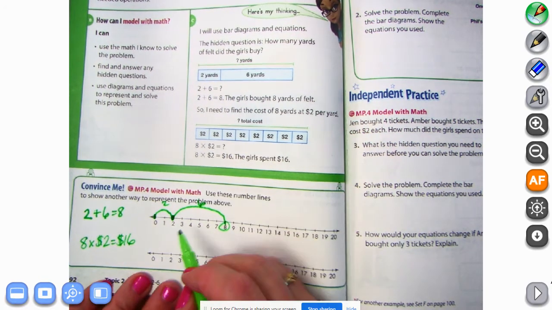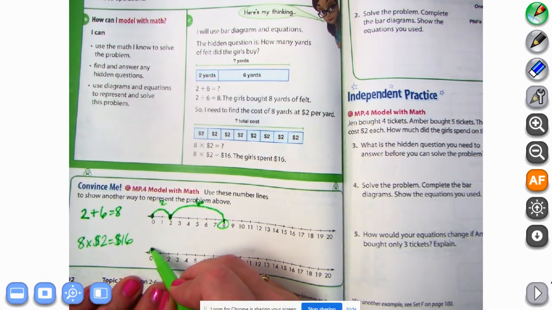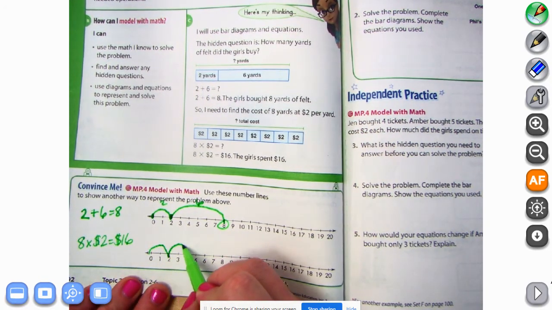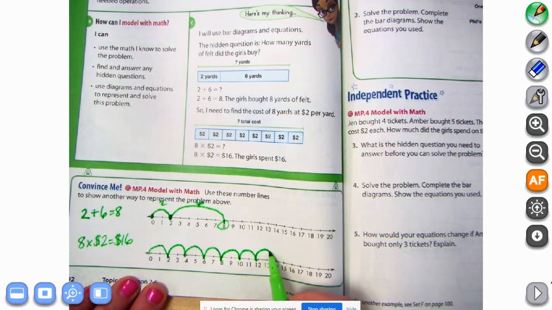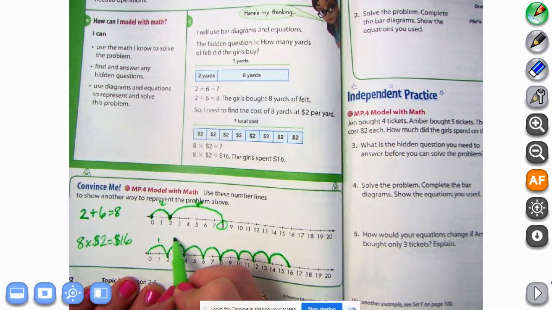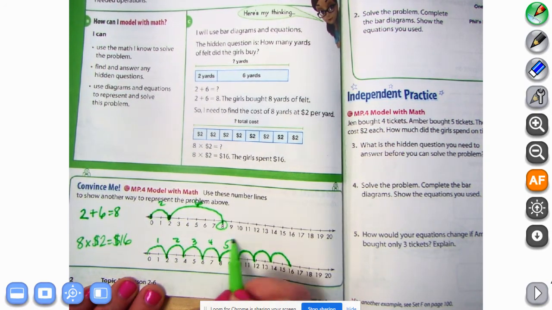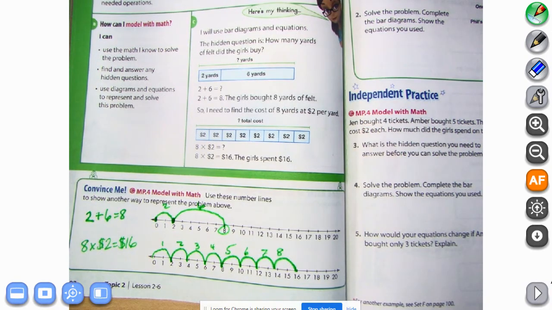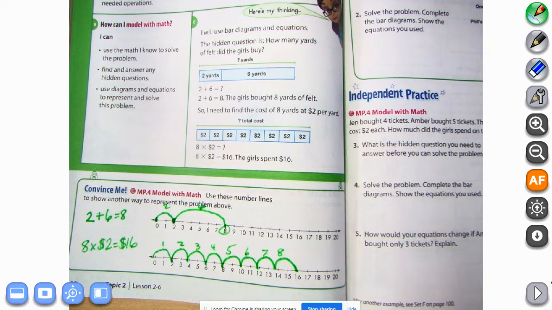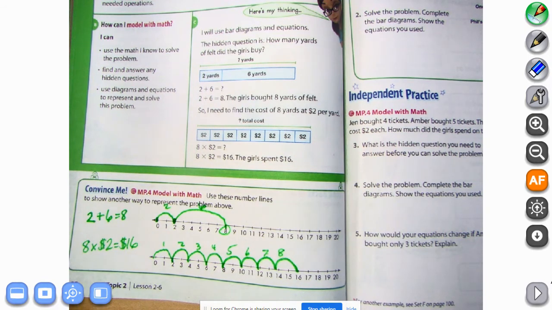Okay, but if we did it on the number line, we would skip count by 2 8 times. 2, 4, 6, 8, 10, 12, 14, 16. 1, 2, 3, 4, 5, 6, 7, 8. That way we can show we just modeled it using a number line. Go ahead and get that written down in your book. You can push pause until you're all caught up.